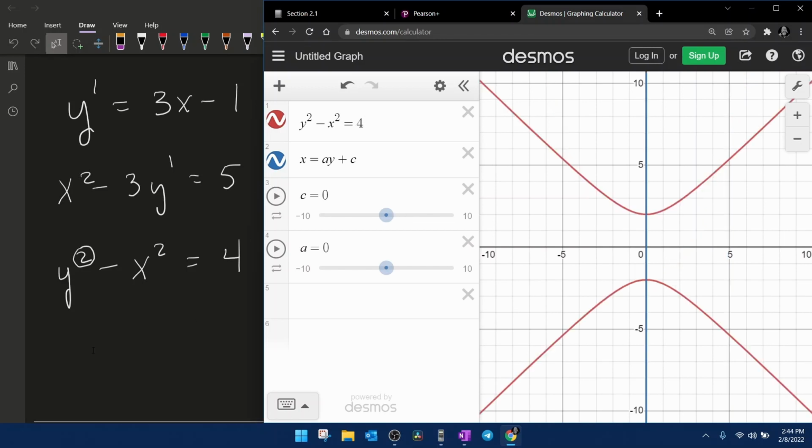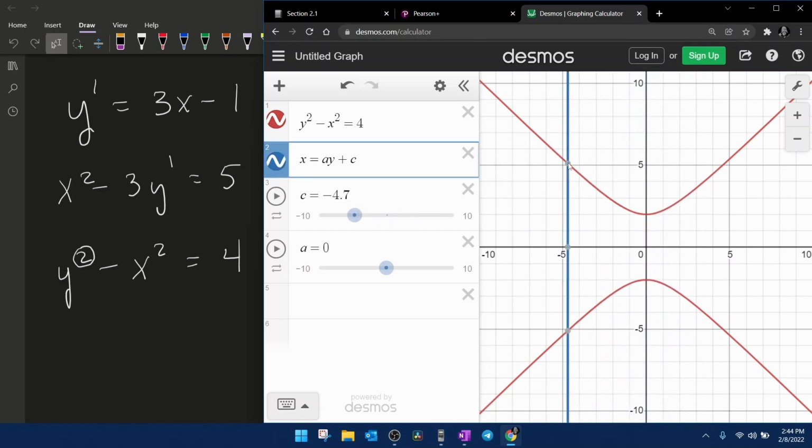And for our last equation, again I've graphed that in Desmos. Here you can see that the red graph represents the graph of this equation. No matter where I move the line, we have a vertical line that touches the graph more than one time. And so again, this is not a function because it fails the vertical line test.